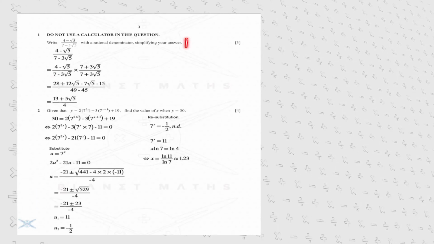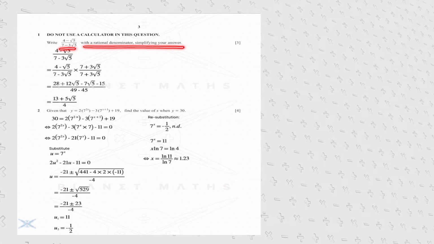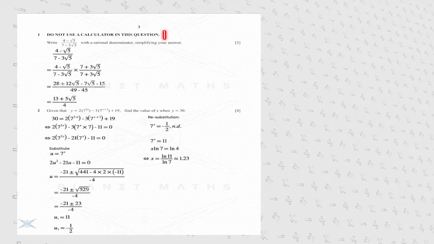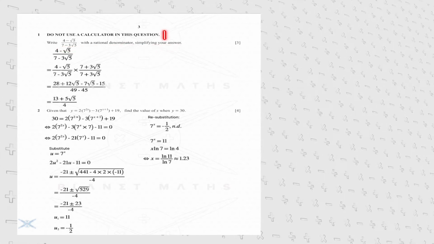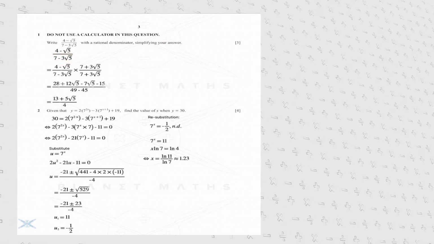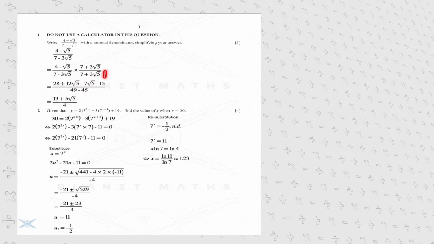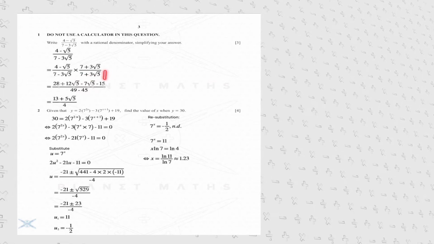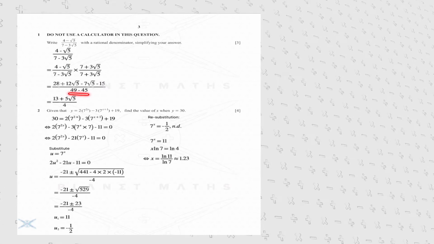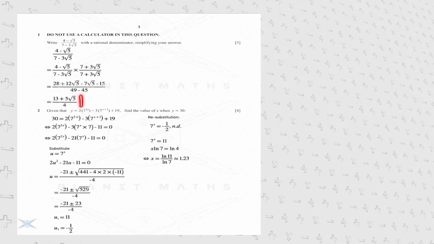In this exercise we are supposed to rewrite this fraction with a rational denominator, simplifying our answer. We need to keep in mind that we are not supposed to use a calculator in this question. To rationalize the denominator we will have to multiply it with its conjugate, which is 7 plus 3 multiplied by the square root of 5. Doing that helps us to eliminate the square root of 5, providing us with an integer in the denominator. All of this simplifies to 5 multiplied by the square root of 5 over 4.